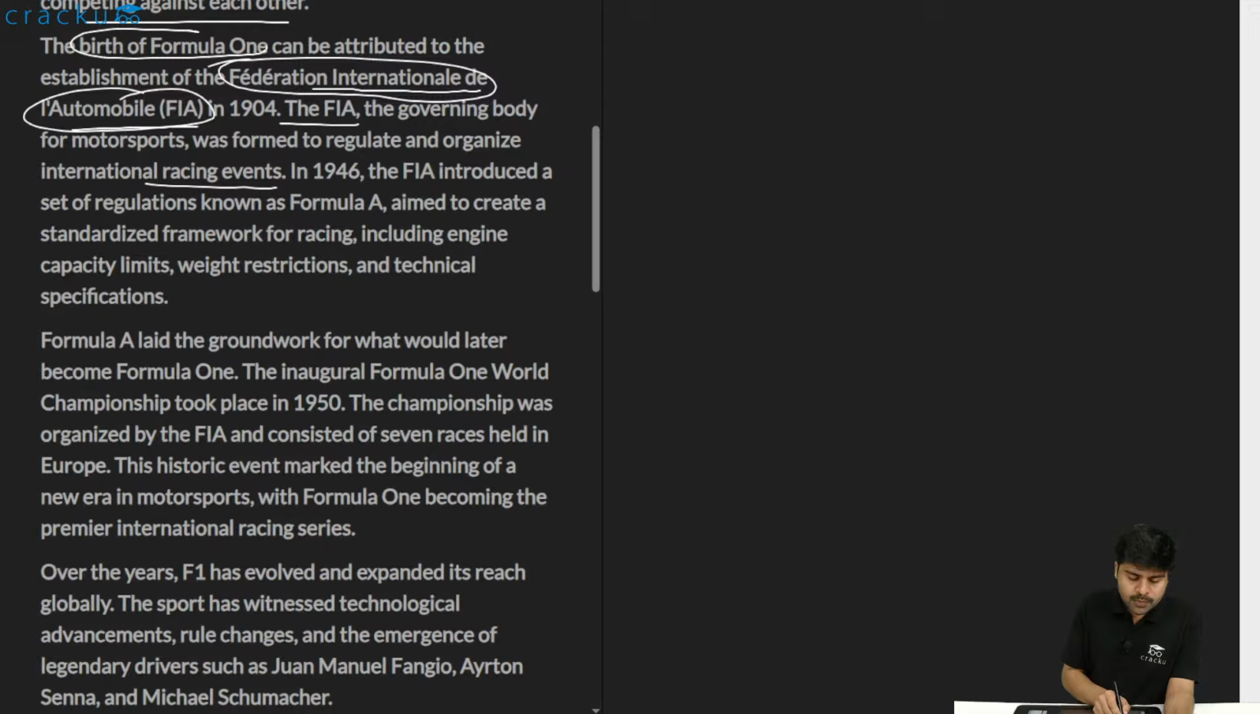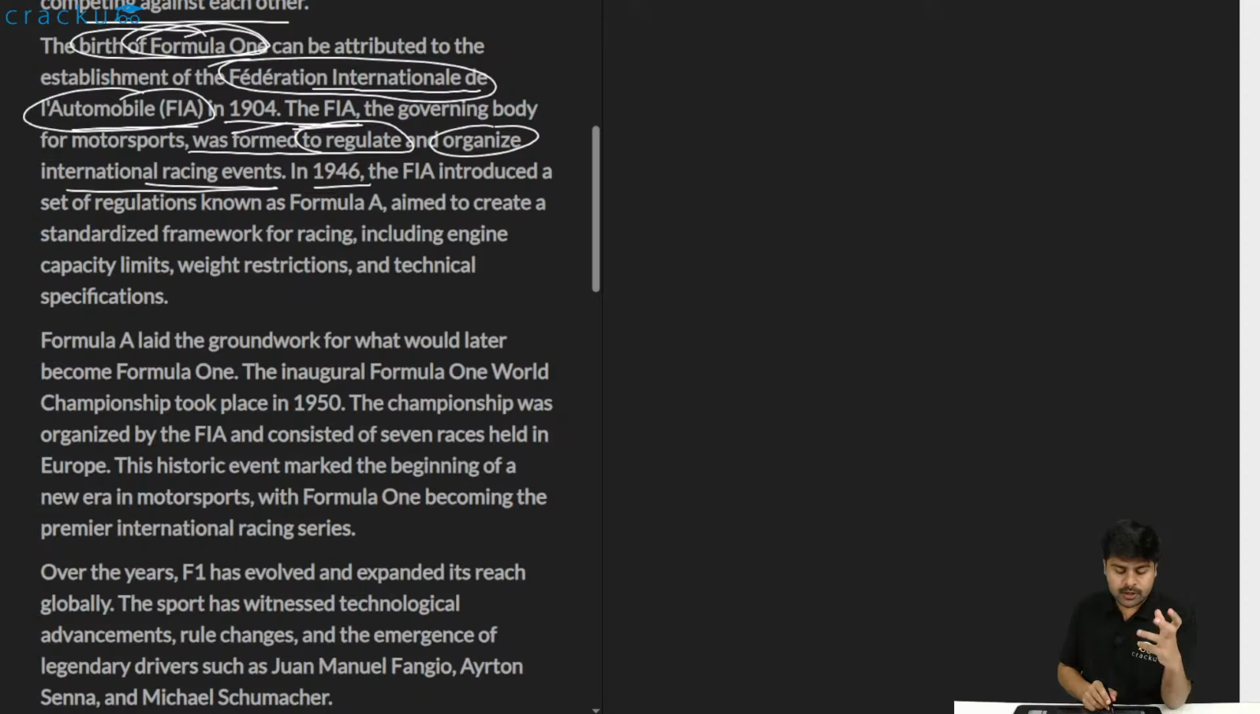So now we are talking about the birth of Formula One and how there was some entity that was responsible, and this entity is the FIA. I will not really try to pronounce this French name again, but this FIA, which began in 1904, played an important role in the birth of Formula One. How did it play an important role? Well, it tried to regulate and organize international racing events.